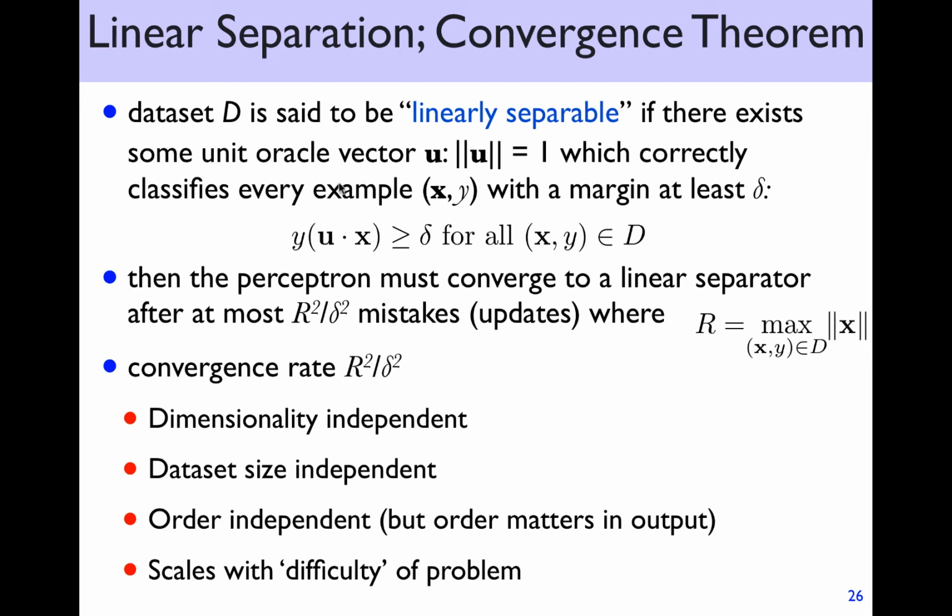This vector u can correctly classify every single example x and y pair in this data set D, not just correctly, but also with a margin of at least delta. That means I have a safety zone of delta. So I just need to be positive in order to be correctly classified. But I'm not just barely positive, I'm positive by at least a margin of, let's say, 1. So you just need to be greater than 0 to be considered correctly classified. But what if I'm greater than at least 1? Then between 0 and 1 is my kind of safety buffer.